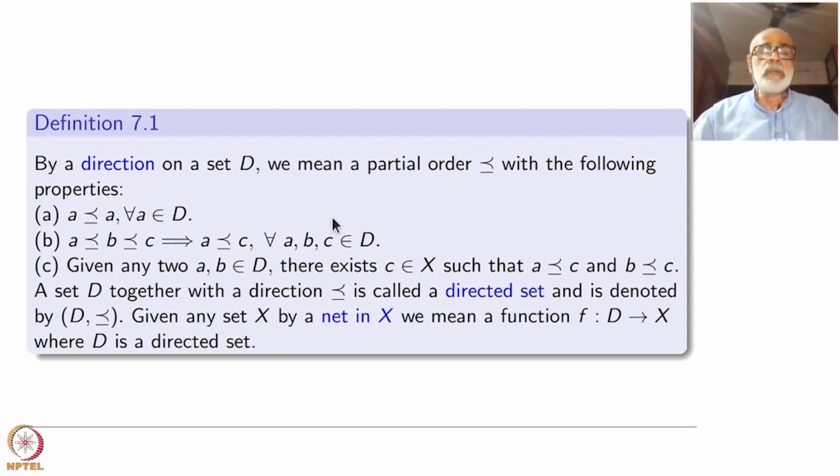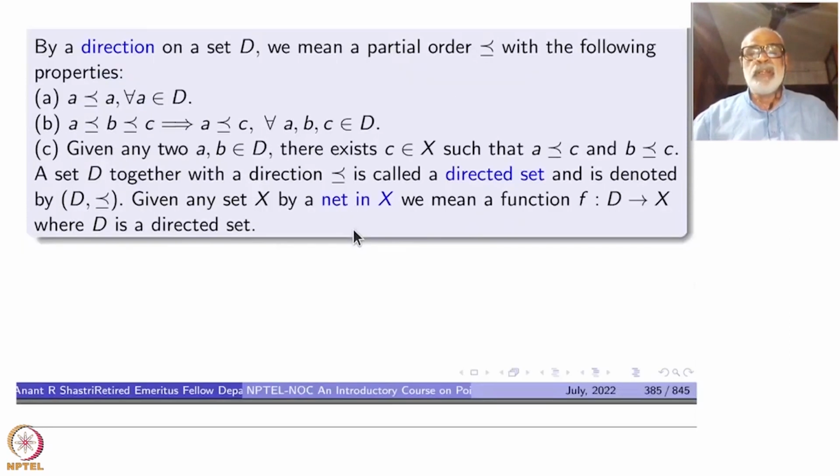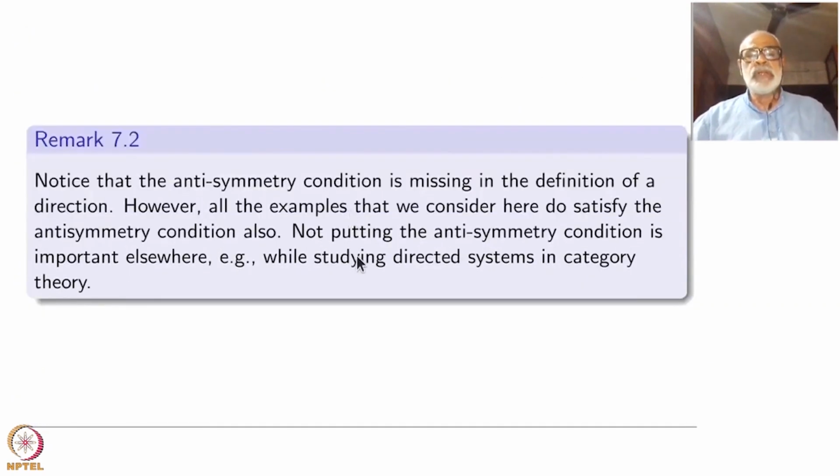You see, in a partial order, people have to have the anti-symmetry built in. In our case, if we assume anti-symmetry, no harm is done. But the general definition of a directed set does not make this assumption of anti-symmetry. a may be less than or equal to b, b is also less than or equal to a, yet a may not be equal to b. That is allowed. Such a generalization is not of much importance for us. So if you don't want to bother, you can assume anti-symmetry, no problem, because all our examples are anti-symmetric. The general definition is necessary in what are called directed systems in category theory. Now let us have some examples.